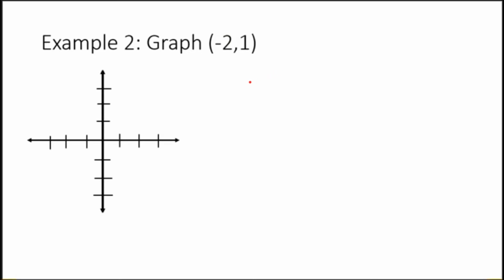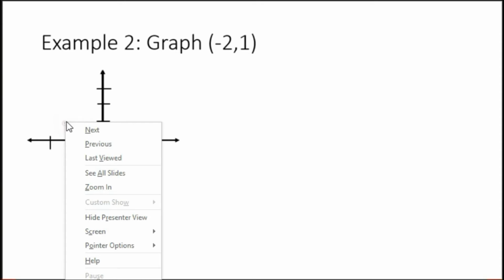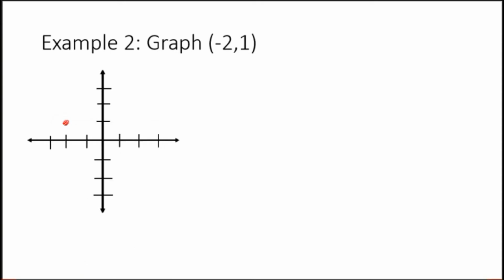Okay, so for this one, we have the point (-2, 1). So first we're going to start in the x direction from the origin. We're going to go this time to the left 2, because we have a -2, so 1, 2. That's 2 in the negative direction. And we have a positive 1, so we're going to go up 1. We're going to put a point here. This is the point (-2, 1).